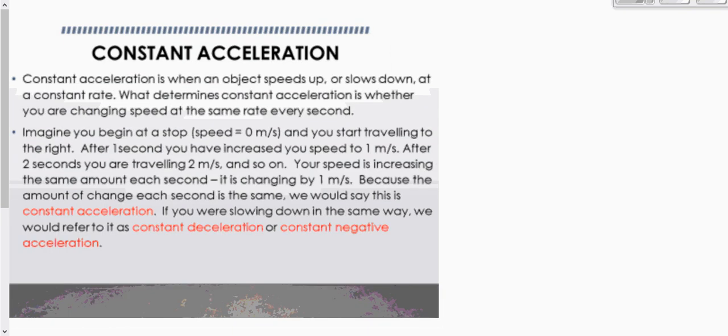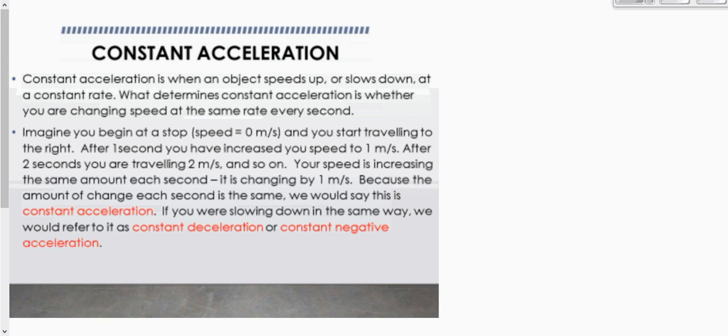Now, when an object speeds up or slows down at a constant rate, we call that constant acceleration. So imagine that you're beginning at a full stop. Your speed is 0 meters per second, and you start traveling to the right. After 1 second, your speed is now 1 meter per second. After 2 seconds, you're at 2 meters per second. Each second, I've increased by 1 more meter a second. My speed's increasing at the same rate. This would be constant acceleration.